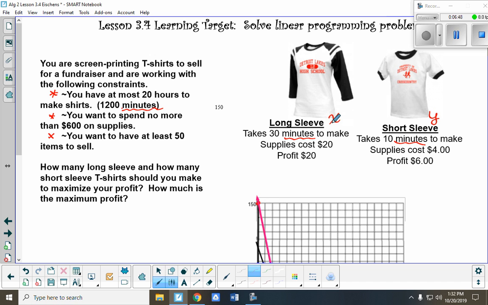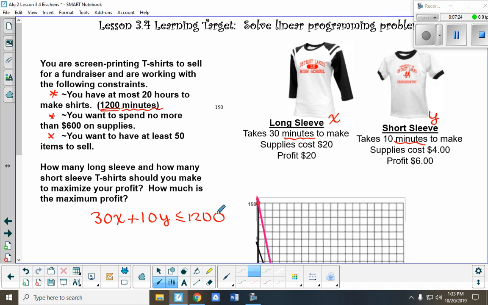So we'll call X the number of long sleeves, Y the number of short sleeves. So now we write our inequalities. So the first constraint is you have at most 20 hours to make shirts, which is 1,200 minutes. Well, let's look at how long each takes. It's 30 minutes to make the long sleeve shirts, so 30 times the number of those, 10 minutes to make the short sleeve shirts, and that has to be at most 20 hours. But these are in minutes, so we're going to use the 1,200 minutes then. That has to be less than or equal to 1,200. So we're using the same unit all the way through.